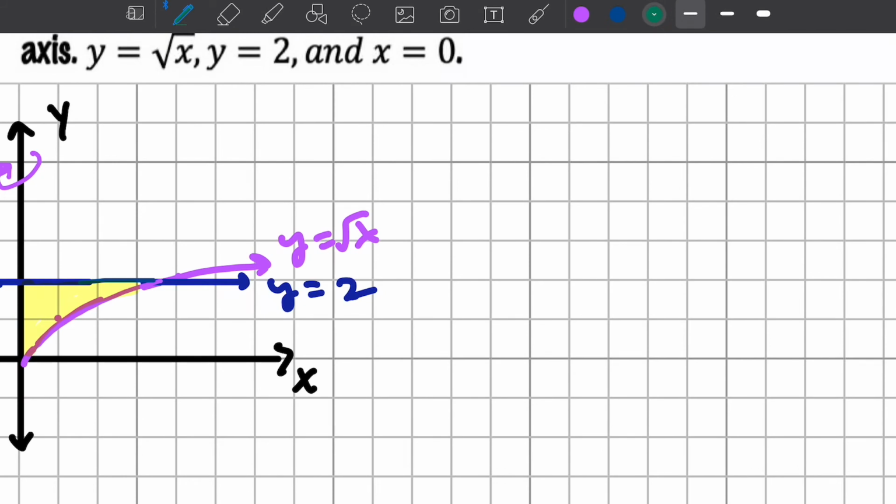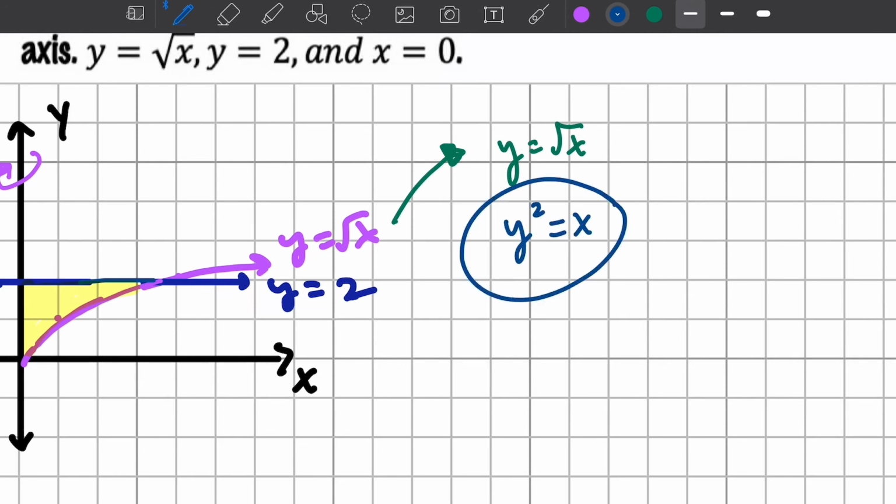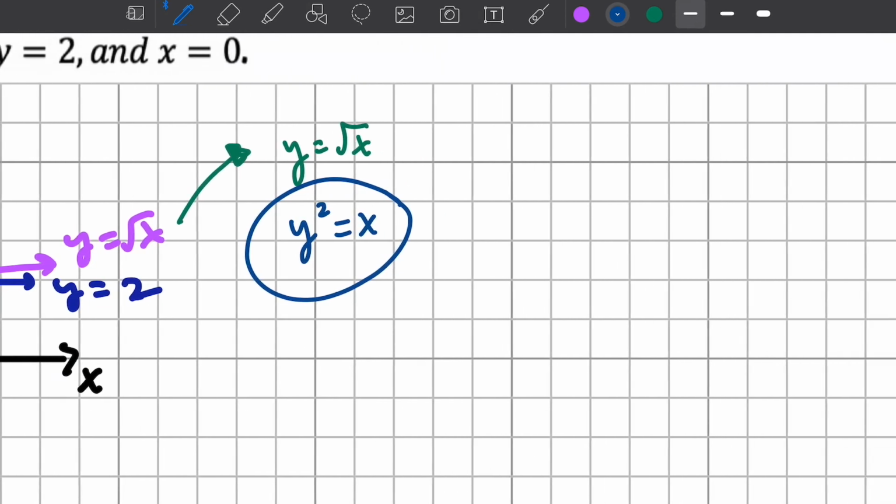Let's change our function in terms of y. So if I have y equals square root of x, so if I want to solve for x, I need to raise it to the 2nd power. If I raise it to the 2nd power, it's going to give me y squared equals x. So there you go. Let's set up our integral.